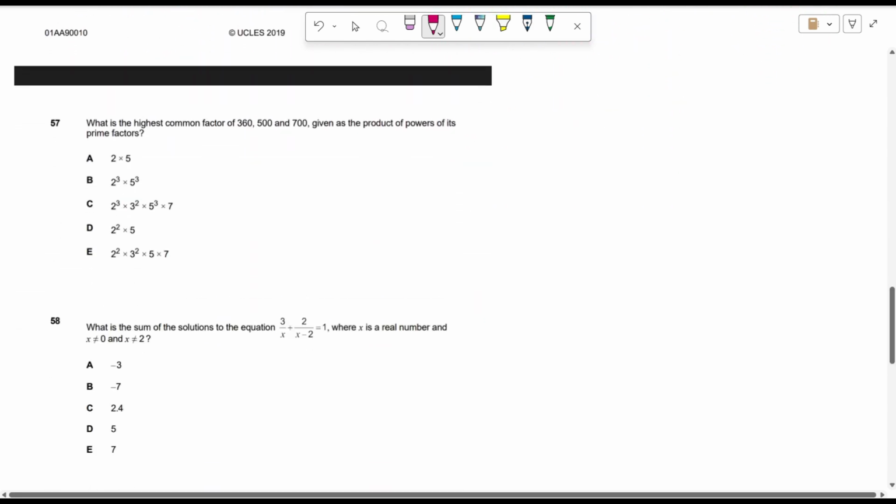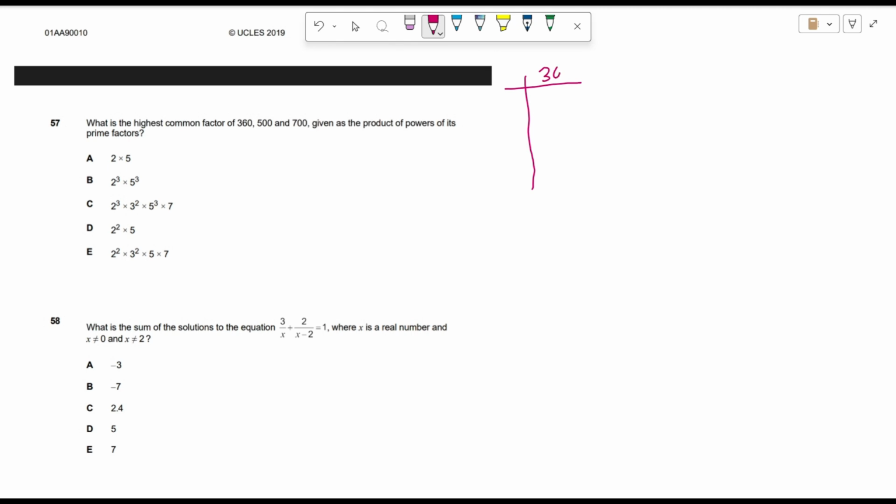57th question. What is the highest common factor of 360, 500 and 700 given as the product of powers of its prime factors? Basically, for finding the highest common factor of these three numbers, we are initially supposed to find the factors of these numbers individually. So initially we find for 360 with 2, right? 2 ones are 2, 2 eights are 16, 2 nines are 18, 2 fours are 8, 5s are 15.